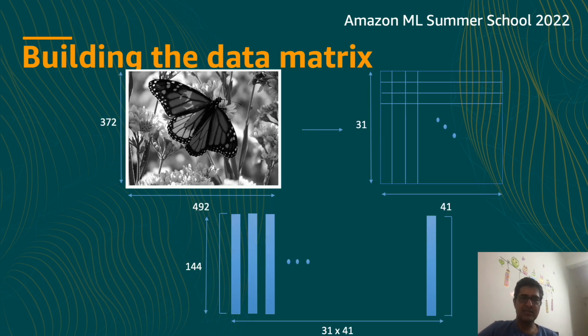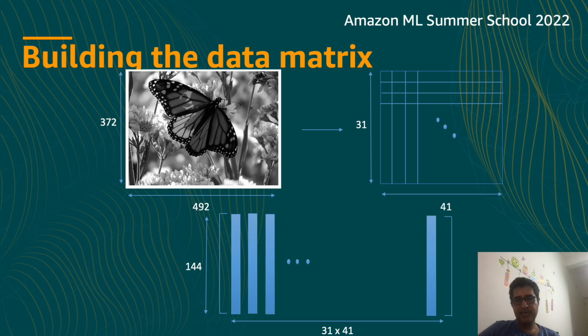This is just giving you that intuition: your 372 is 31 times 12. So you have 31 of these 12 by 12 blocks stacked up in this manner, and similarly you have 41 of these stacked here, right? So overall you have these 144 dimensional vectors, 31 times 41 of those. Fair?